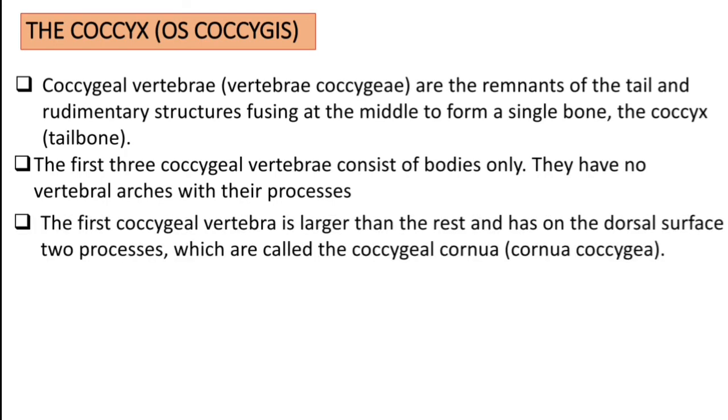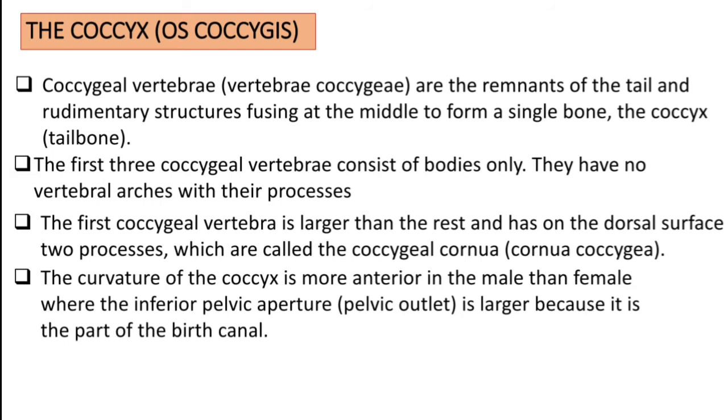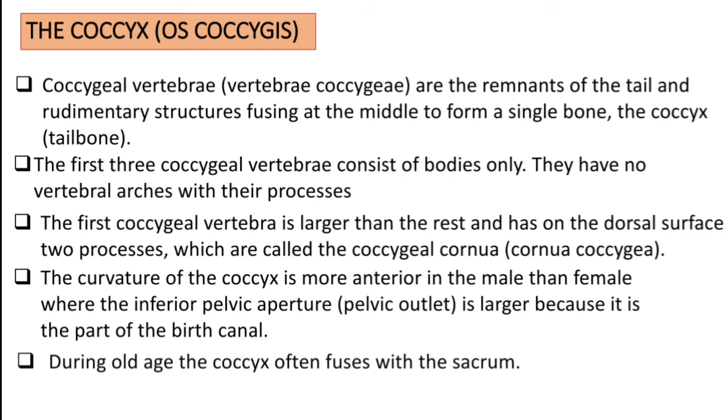The first coccygeal vertebra is larger than the rest and has on its dorsal surface two processes called coccygeal cornua, cornua coccygea, right? The curvature of the coccyx is more anterior in the male than in females, where the inferior pelvic aperture, thus the pelvic outlet, is larger because it is part of the birth canal. Okay, and during old age, I told you about this, the coccyx often fuses with the sacrum.